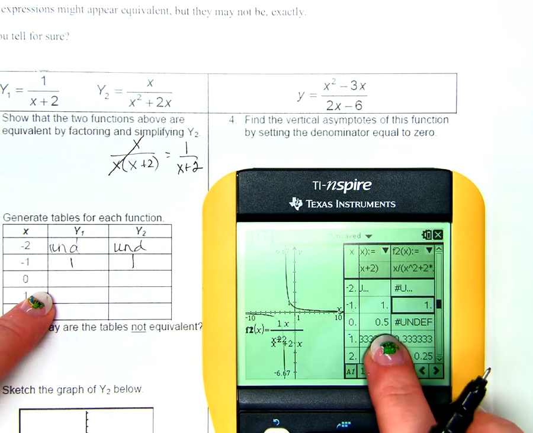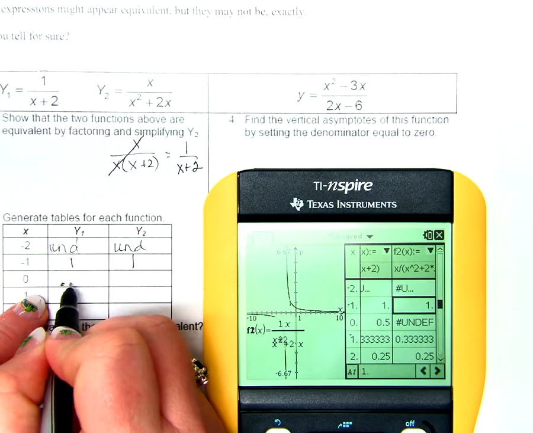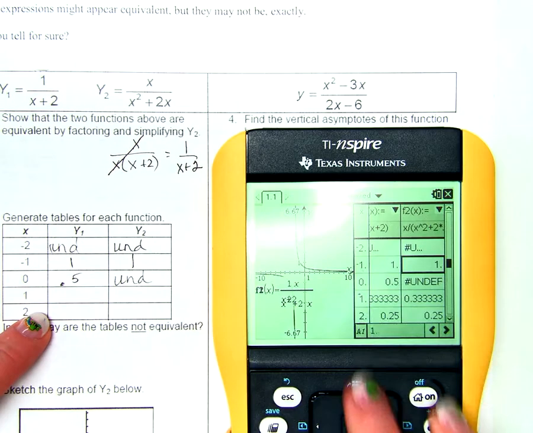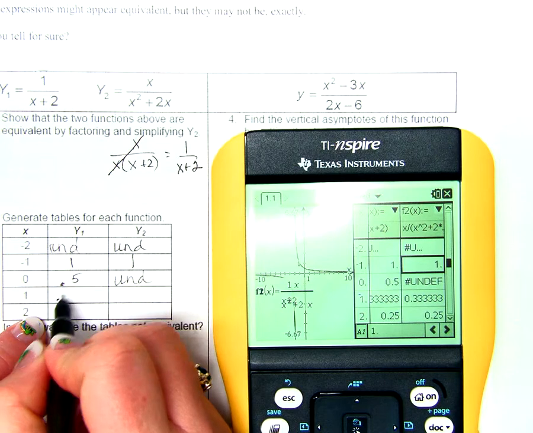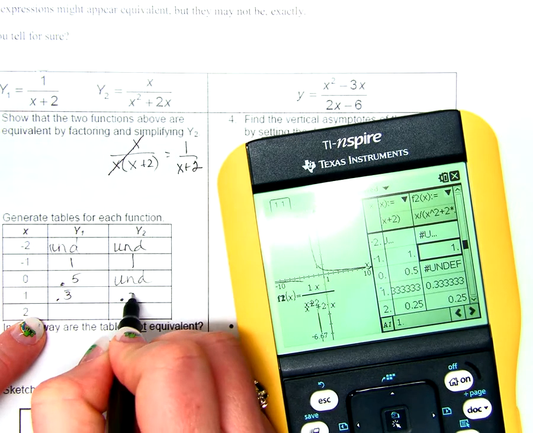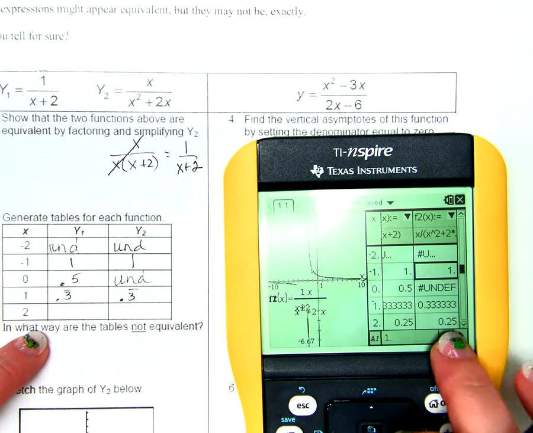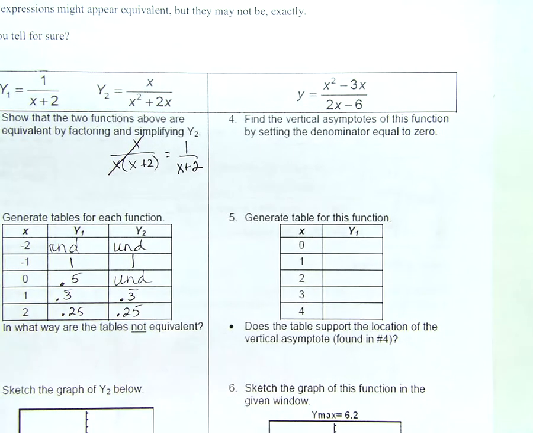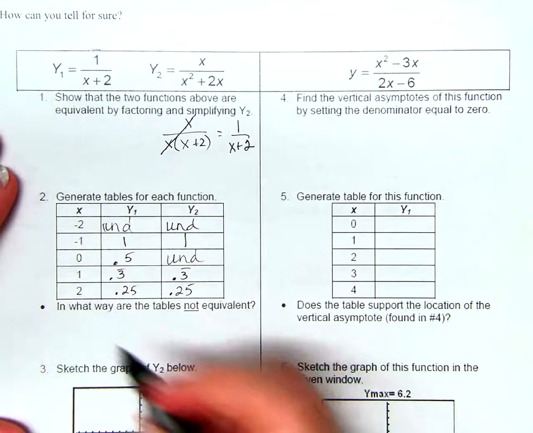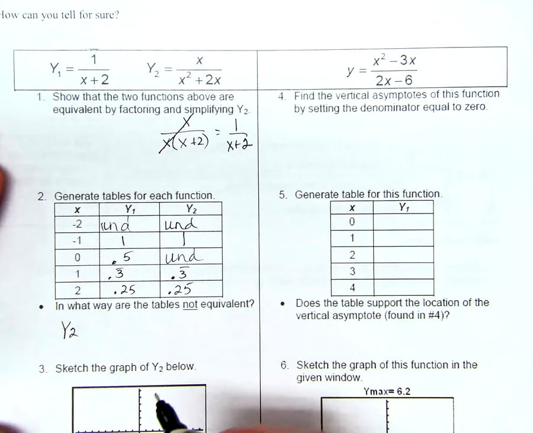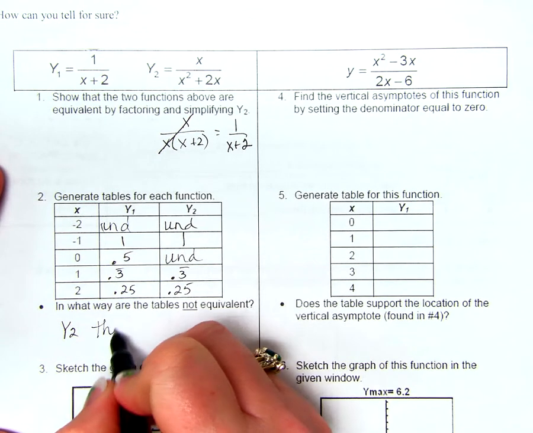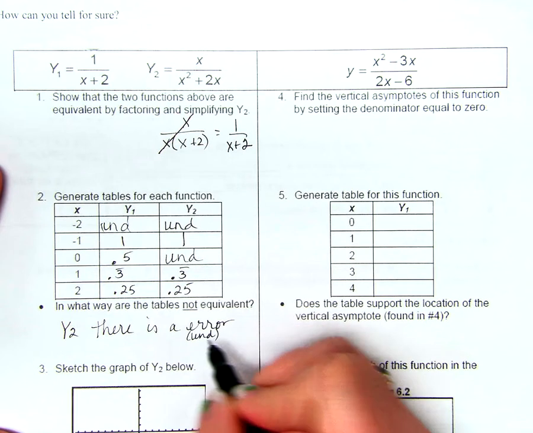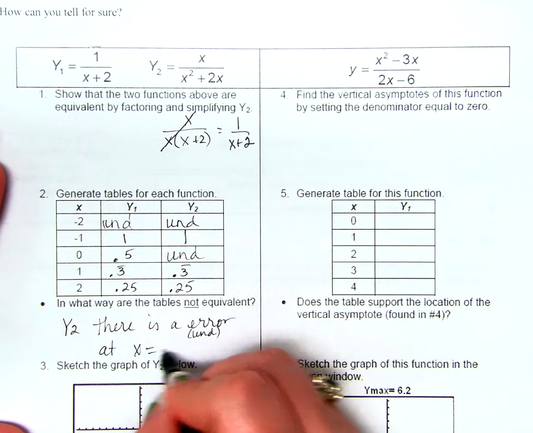At 0, my first function is 0.5, but my second function is undefined. At 1, my first function is 0.3 repeating, and my second function is 0.3 repeating. And at 2, my first function is 0.25, and so is my second function. So in what ways are the tables not equivalent? Well, in y sub 2, there is an error, or undefined, at x equals 0.